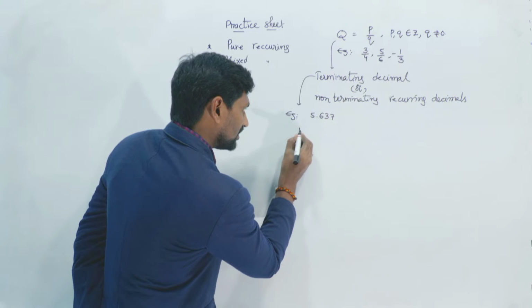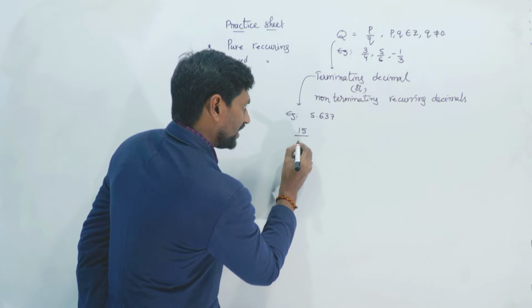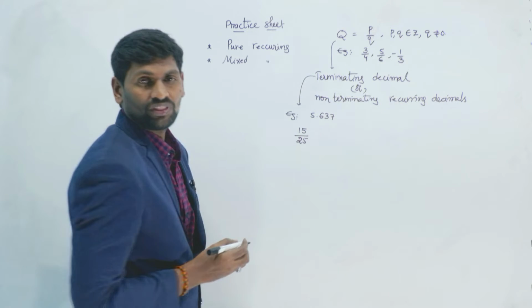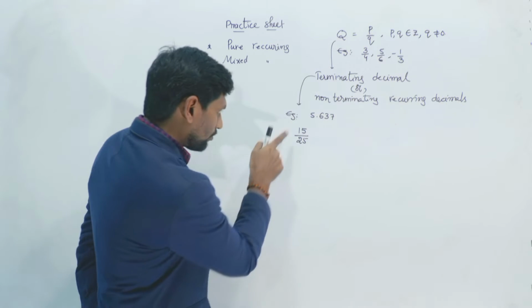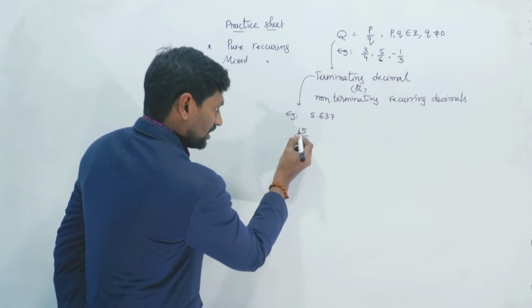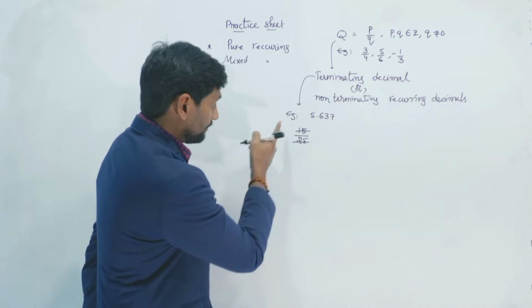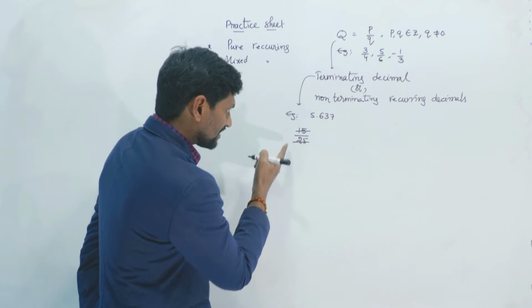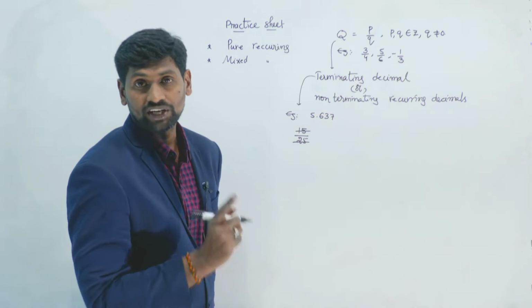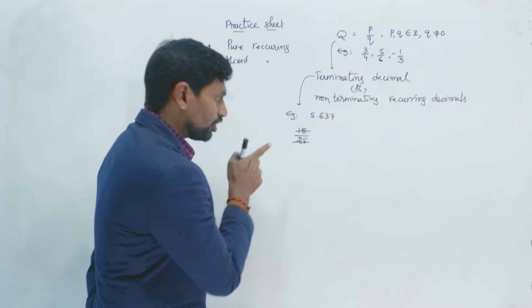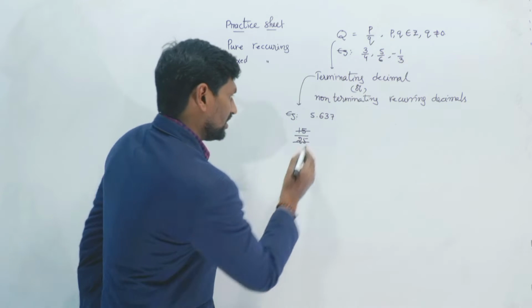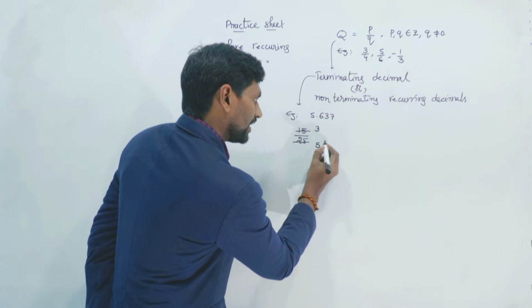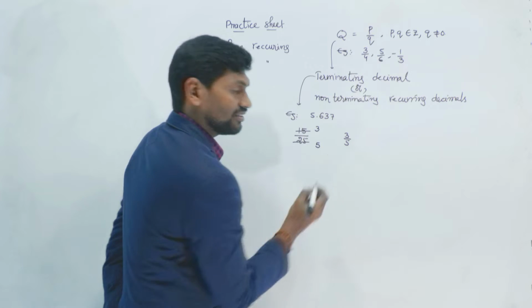Let me tell you, for example, 15 by 25. This is a rational number in the form of P by Q. Now let us simplify this and write it in standard form after cancellation, because both have a common factor 5. Both numerator and denominator are cancelled by 5. Five threes are 15, five fives are 25. So it is nothing but 3 by 5.